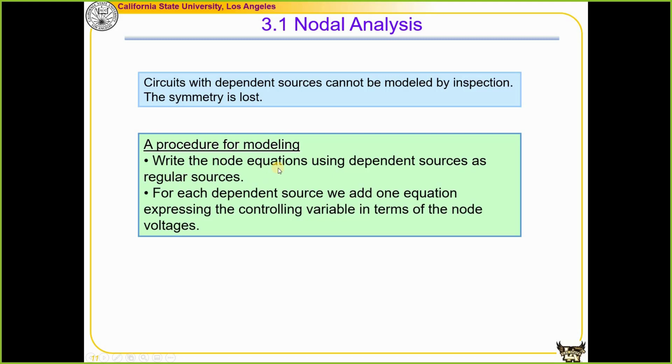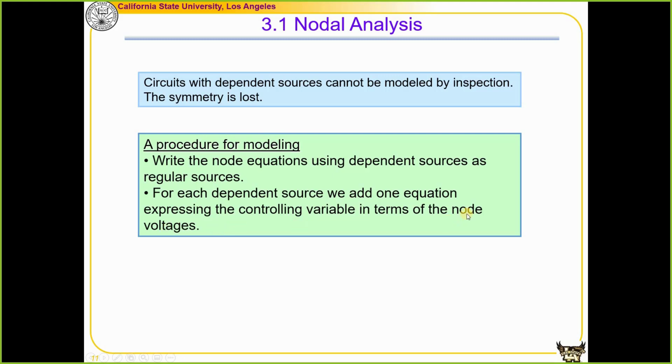And once we do that, we introduce new variables, and these new variables are called controlling variables. This controlling variable tells you what is the voltage for the dependent voltage source, or what is the current for the dependent current source. It implies that we will need additional equations. And this additional equation will be about this controlling variable. And we need to write this controlling variable in terms of nodal voltages so that we don't introduce new unknowns.